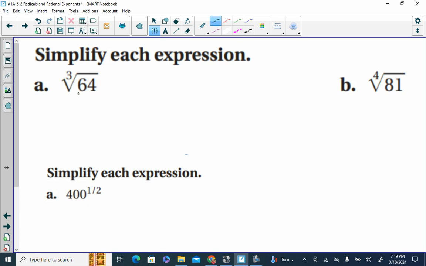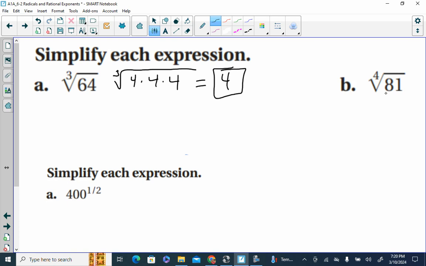We want the cube root of 64. Well, in order to find the cube root of 64, we want to know this: the cube root of 4 times 4 times 4. 4 times 4 is 16, times 4 is 64. So the cube root of 64 is going to be equal to 4, because 4 is used as a factor 3 times. So the cube root of 64 is going to be 4.